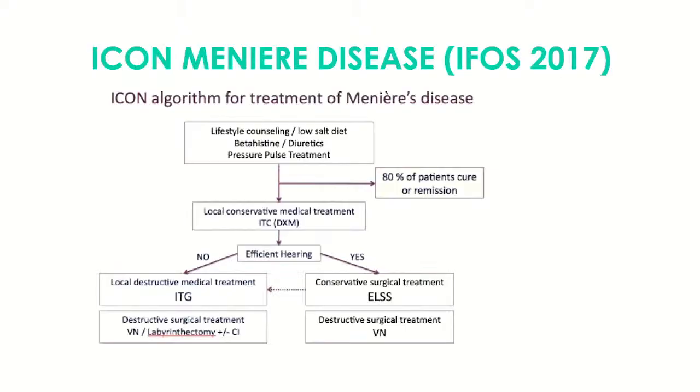So this is a study made in Paris in 2017, and you know that this is quite the same. 80% of the patients are free of symptoms with the medical treatment, and some of them get an evolutive disease and intractable disease. So the patient has to be controlled by intratympanic dexamethasone.